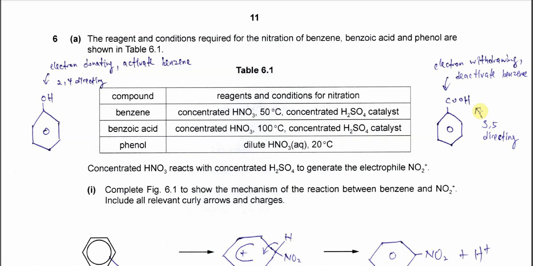Question 6a. Benzene, benzoic acid, and phenol. These three can undergo nitration, and the reagents and conditions they use are different.